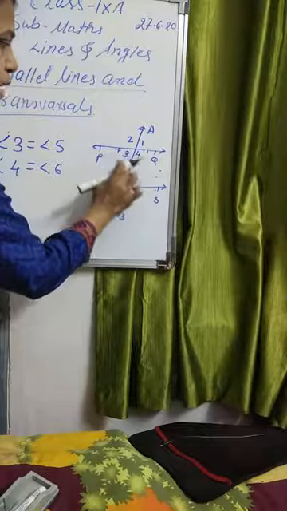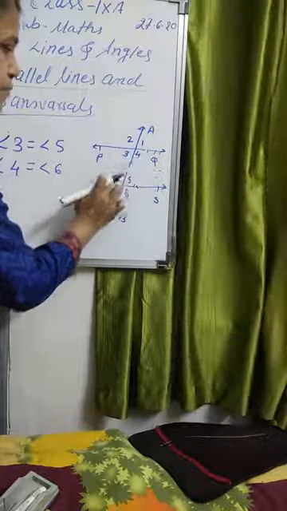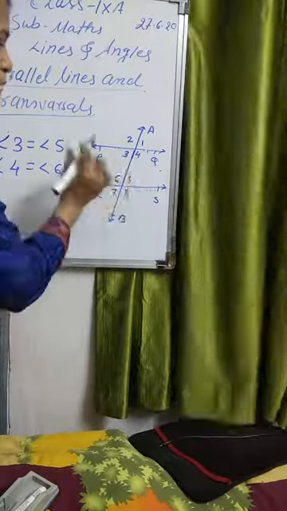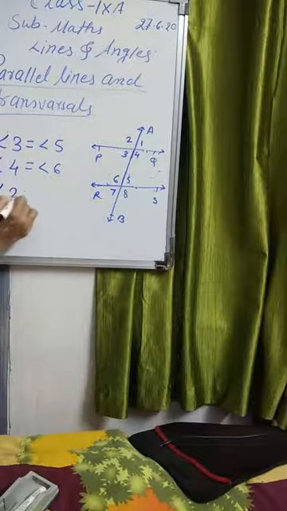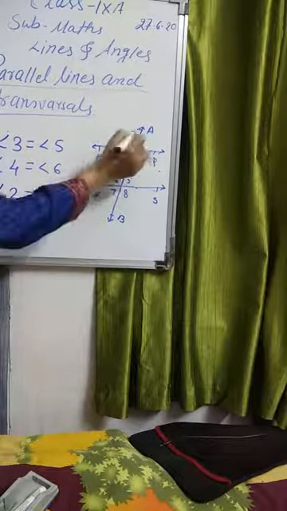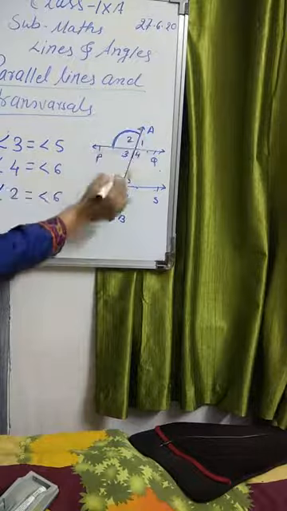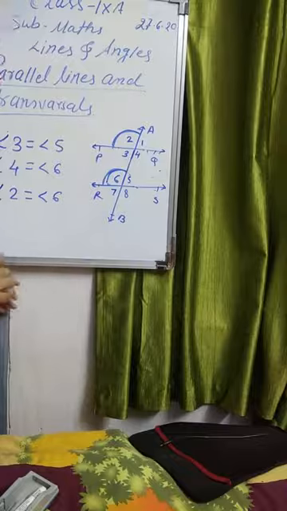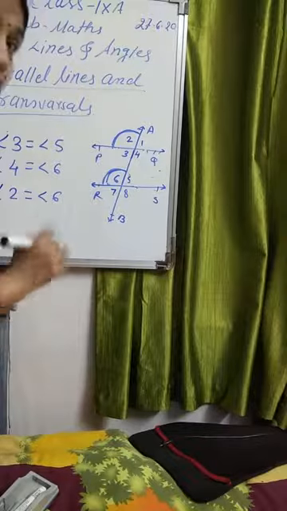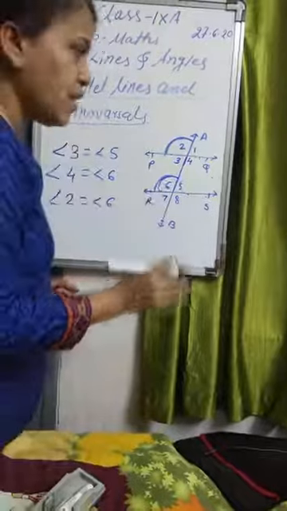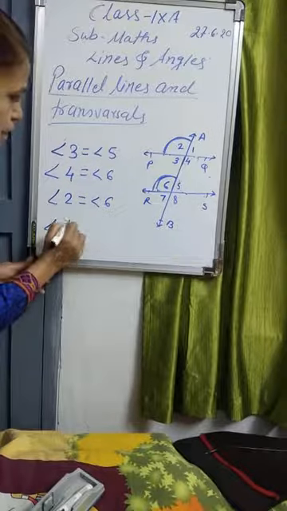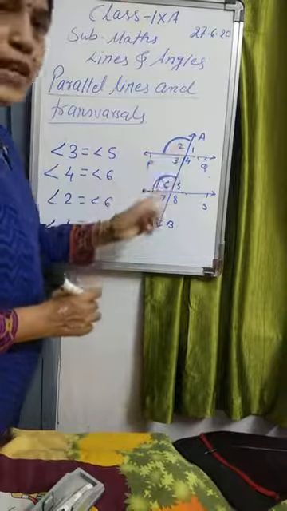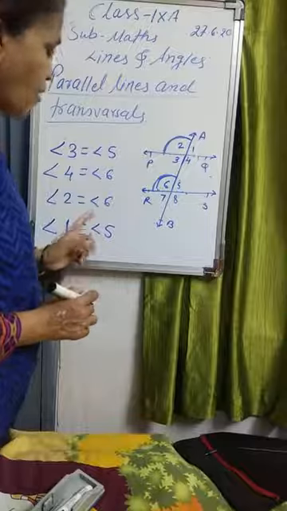What can you say about angle 2 and angle 6? Angle 2 is equal to angle 6. See this angle and this angle. What can you say about these two angles? They are corresponding angles, and corresponding angles are always equal. Similarly, angle 1 is equal to angle 5. Again, they are corresponding angles. Is it clear? They are always equal.